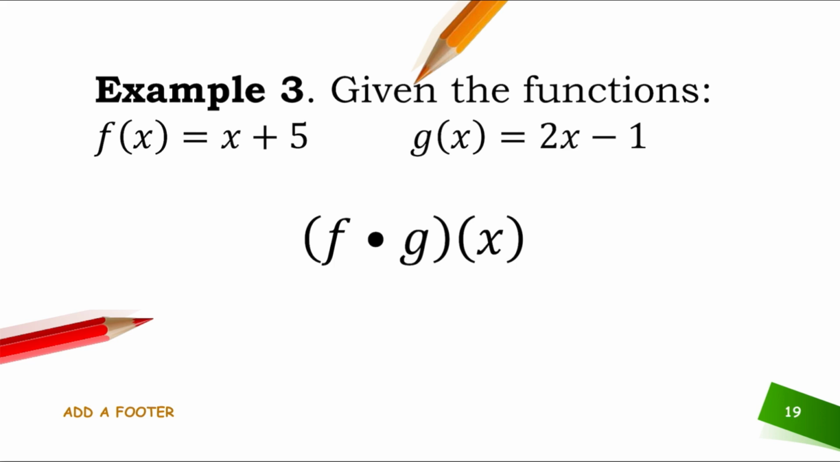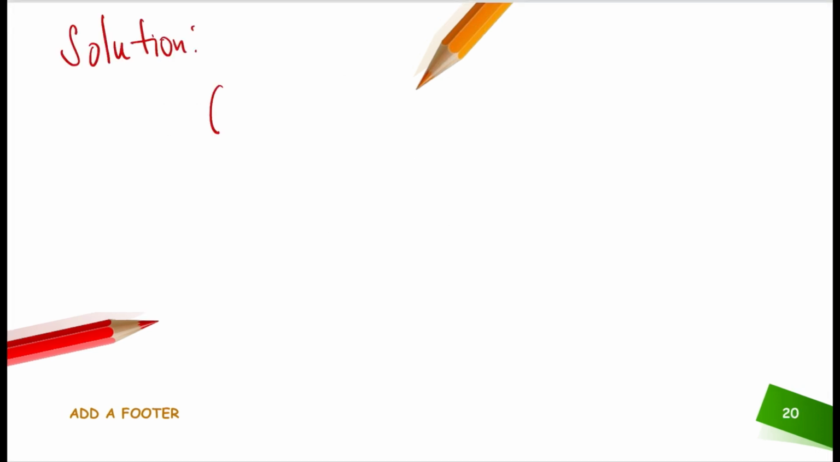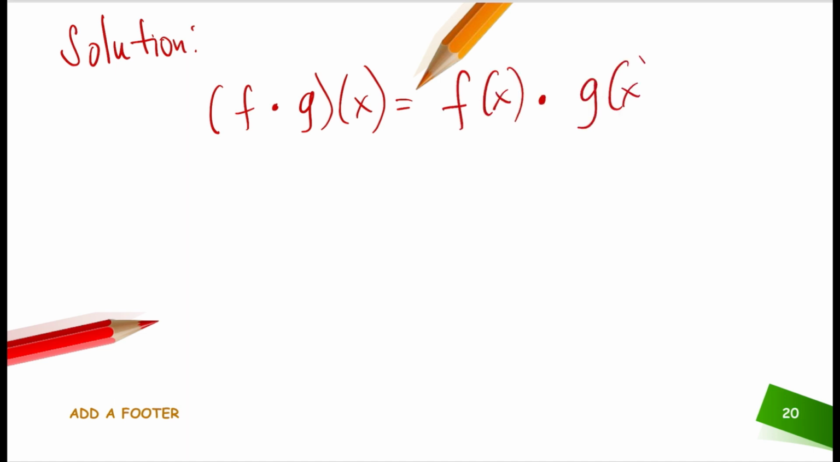Given the functions f(x) = x + 5 and g(x) = 2x - 1, find (f·g)(x). For our solution, (f·g)(x) is equal to f(x) times g(x). That's by definition number 3. Replacing f(x) = x + 5 times g(x) = 2x - 1.